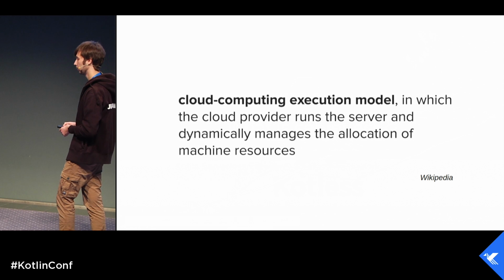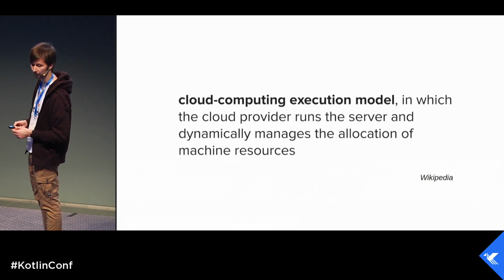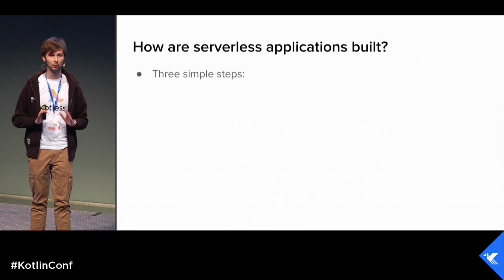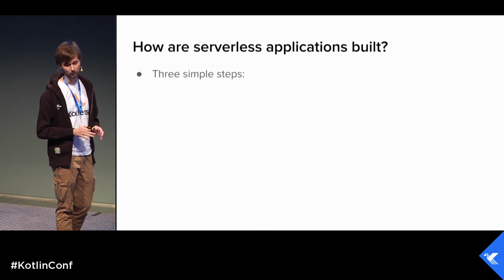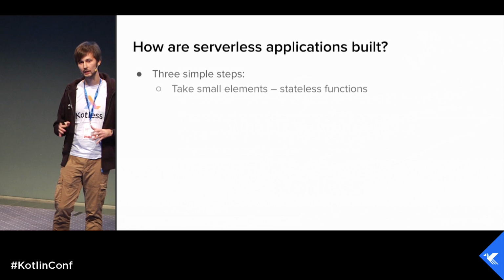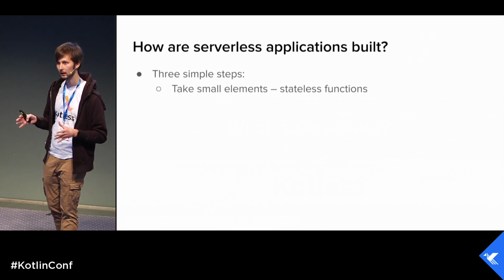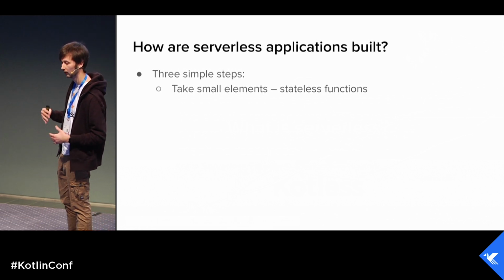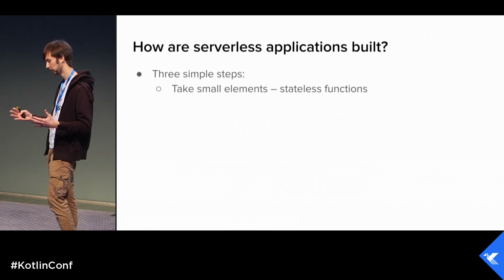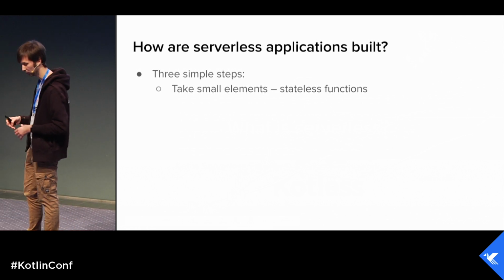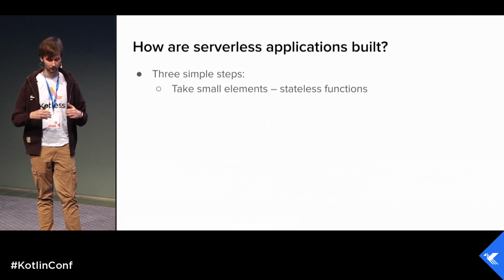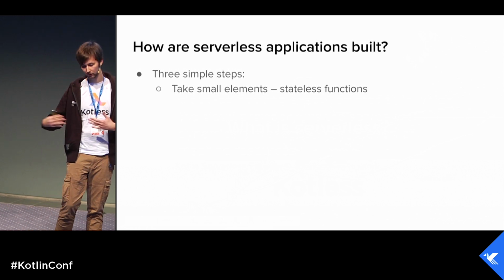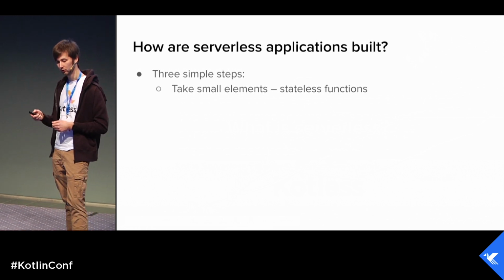When we talk about serverless, we need to understand the building approach. And it is pretty simple. There are three simple steps of building a serverless application. Also very naive. First of all, we take small elements, stateless functions. And by stateless, I mean that they have no state, no global state, static variables, or anything else. You have only parameters that are arguments of the function. You do something with them and return some value. This is a stateless function.